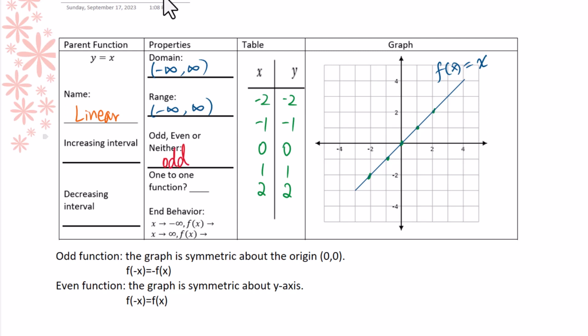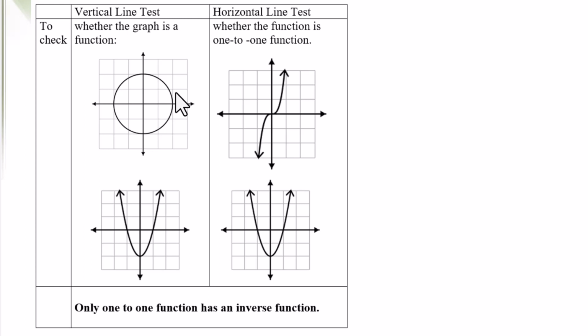For one-to-one function, we use the vertical line test and the horizontal line test. Vertical line test is to check whether the graph is a function. For this graph, we will draw any vertical line. We found out there are 2 intersections, so this is not a function.